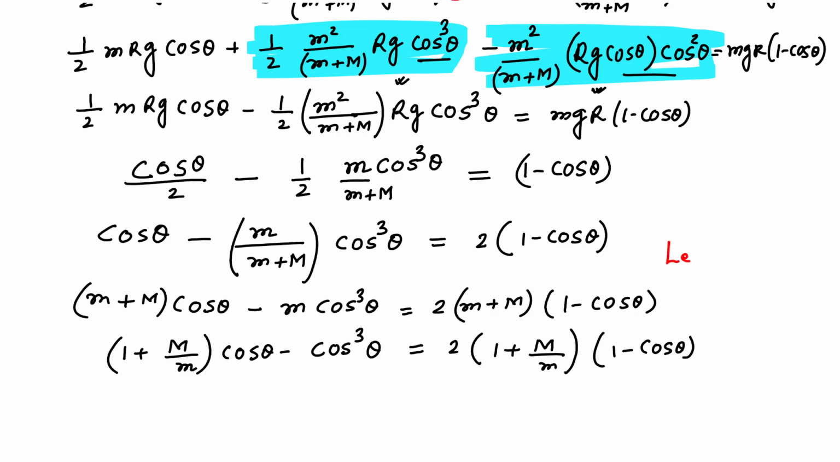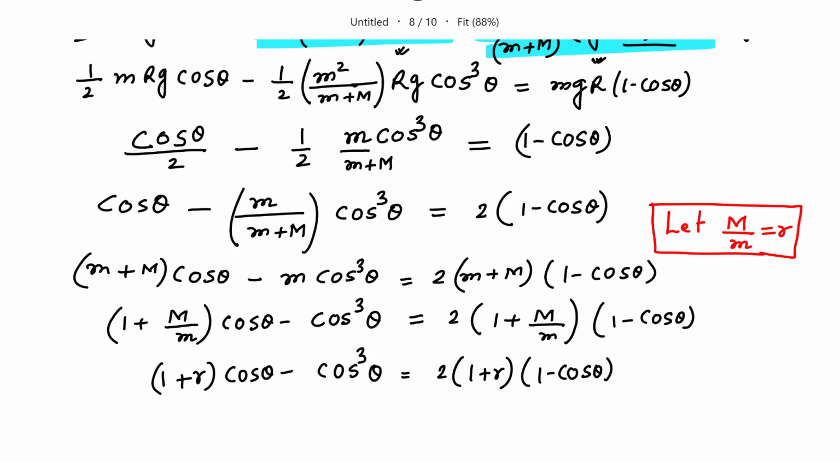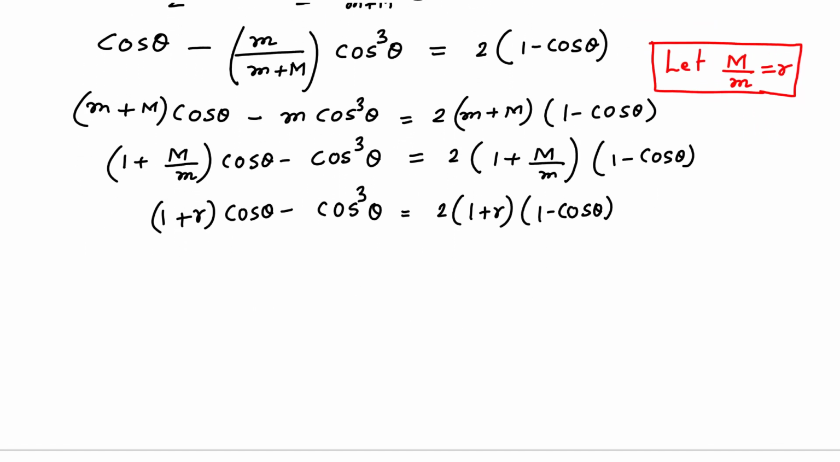So let's say capital M by a small m is equal to r. Remember, we are taking capital M by a small m equal to r, not a small m by capital M, though you can also do that. So in this case, we will have (1 plus r) times (cos theta minus cos cubed theta) equals 2 into (1 plus r) into (1 minus cos theta). So this is the expression that we will have.